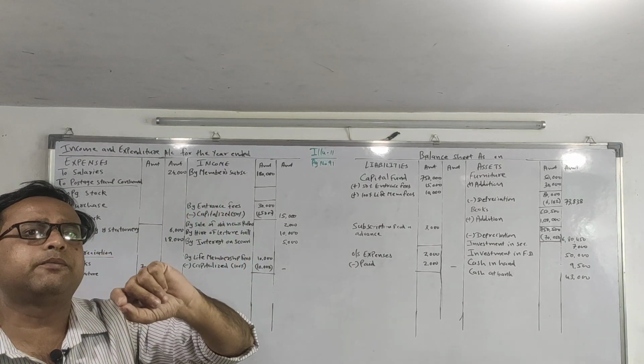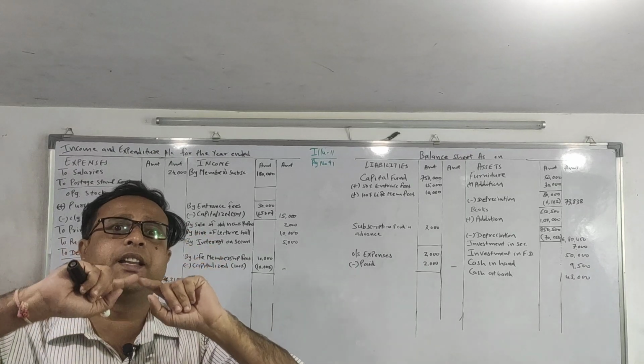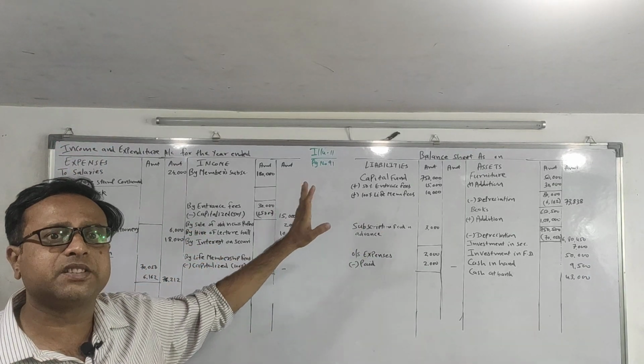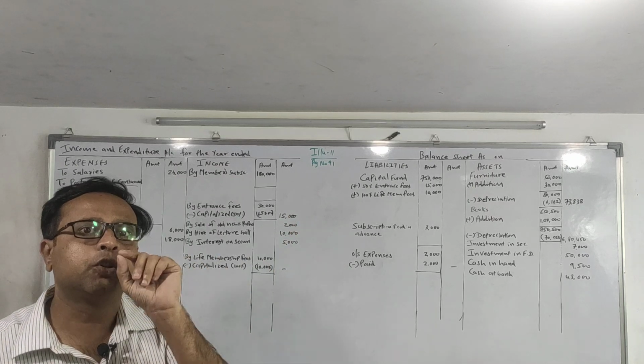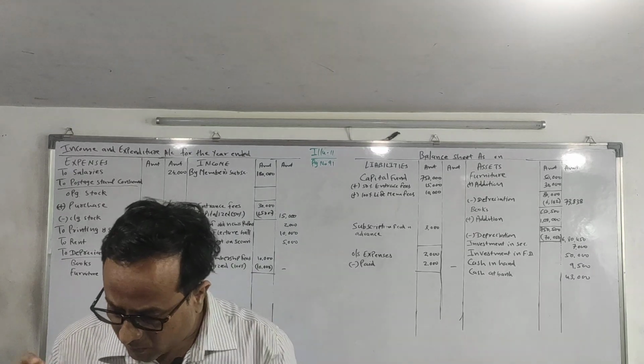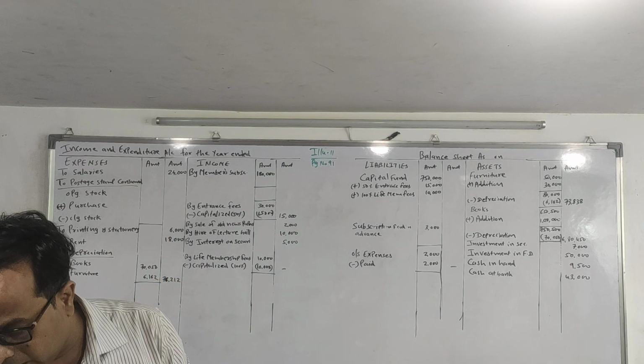Books is an asset for us. So what we will do, we will put a dot in the opening balance sheet near books. We have not started with the sum, we are just reading the sum. So what you will do, put a dot near books. One dot.